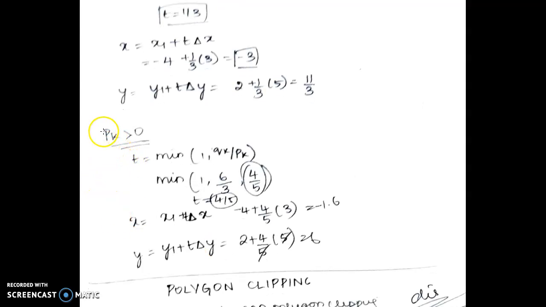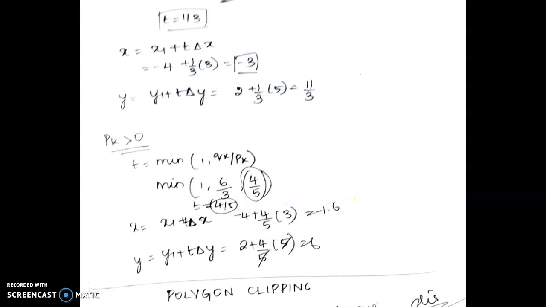For values of pk greater than 0, we take t equals the minimum of 1 and qk by pk. From the above, we know that p2 and p4 are greater than 0. So it becomes 6 by 3 and 4 by 5. We find the minimum value of these, and 4 by 5 is the minimum. So that will become t. We find x equals x1 plus t into del x, and y equals y1 plus t into del y. If you substitute the x1, y1 values, you will get minus 1.6, 6.